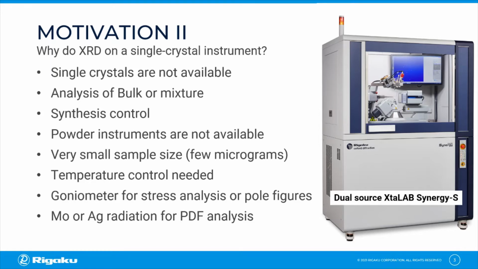Furthermore, single crystal devices are regularly equipped with molybdenum or silver radiation sources, and these are very rare to find for, well, not absolutely dedicated powder diffractometers. Usually powder diffraction is performed with copper radiation, always. And if you want to do a PDF analysis, you probably would like to use silver or molybdenum radiation. You don't have it on your powder instrument, so you can employ your single crystal instrument for that.